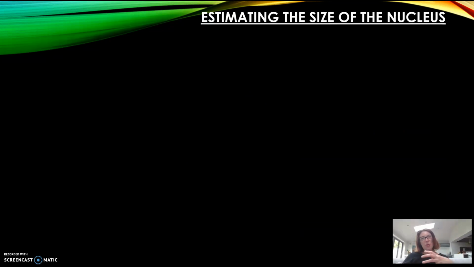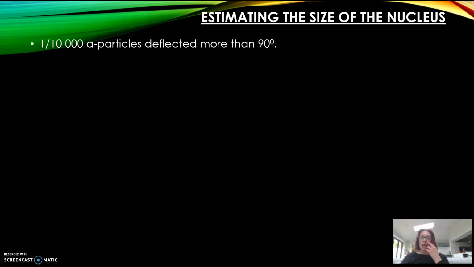could then sort of use this to determine the size of a nucleus. And there's two ways. There's one using probability, and then there's a much more accurate way. So if you're estimating the size of the nucleus with probability, I said to you that 1 in 10,000 alpha particles were deflected more than 90 degrees.